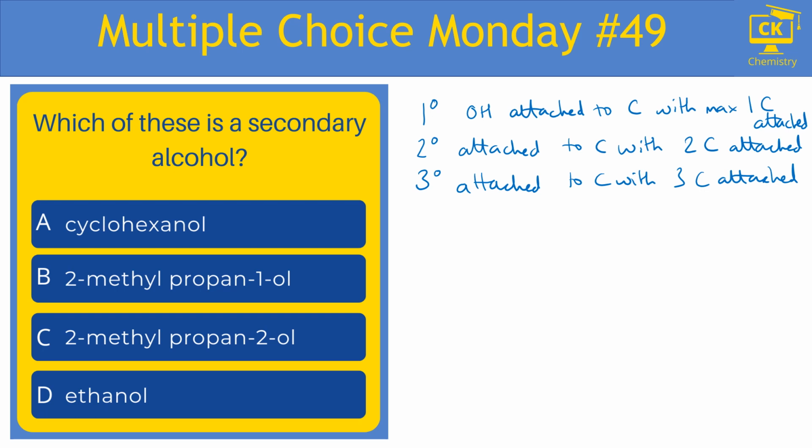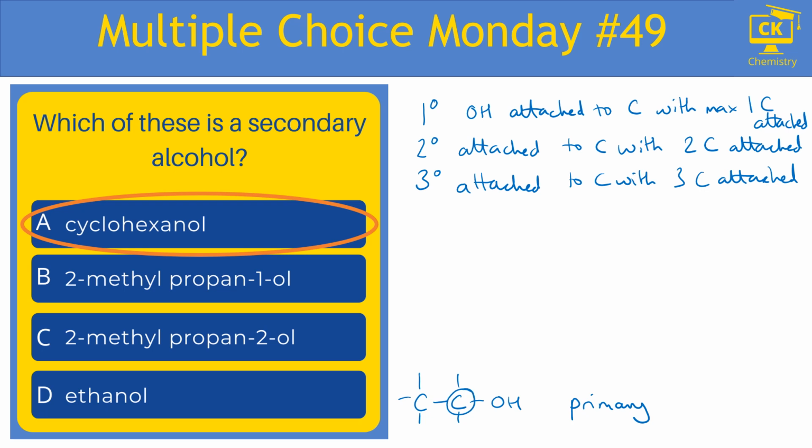Okay, so the correct answer was A, cyclohexanol. Let's have a look why. I'm going to go from the bottom up. Let's have a look at ethanol. So ethanol has my OH group there. I'm not going to draw all the hydrogens on. What we can see from that is that ethanol is a primary alcohol because it only has one carbon attached to this carbon here.